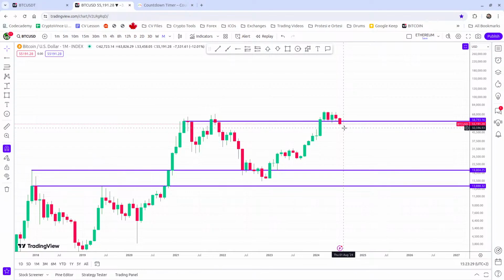What happened here? So that's not a good sign for a bullish scenario, guys. It's kind of scary.